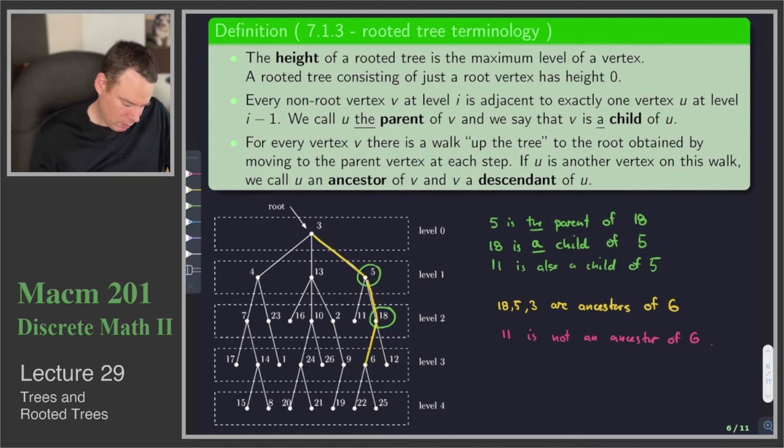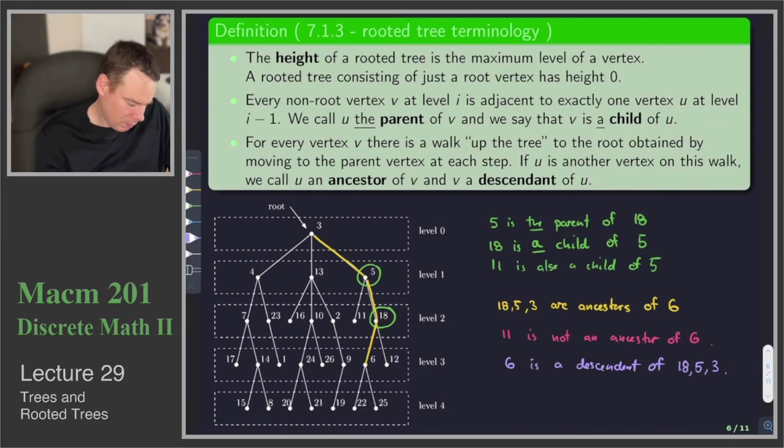In terms of ancestors, we also have descendants. So 6 is a descendant of 18. It's also a descendant of 5, and it's also a descendant of 3.